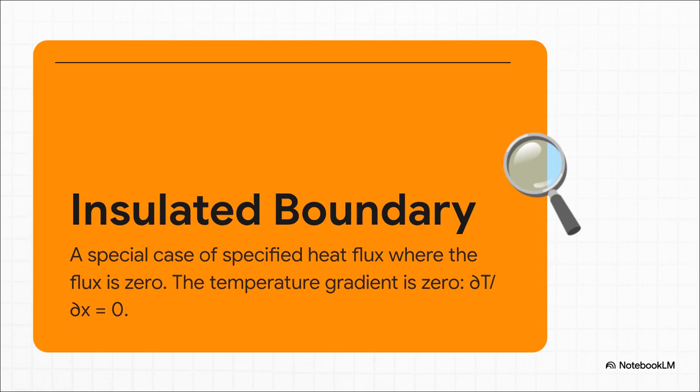Now, a really important special case of that is a perfectly insulated boundary. Here, the heat flux is just zero. No heat can get in or out. And what does that mean mathematically? It means the temperature gradient, that slope we just talked about, has to be zero. The temperature profile has to flatten out completely right at that edge.